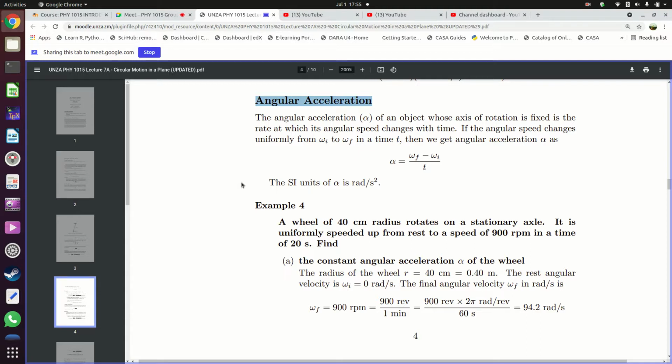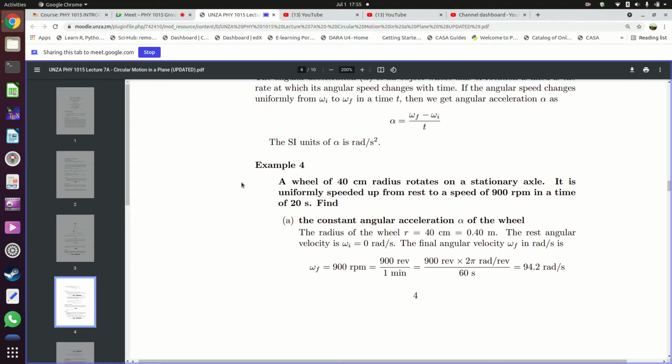Okay. So here's an example. A wheel of 40 centimeters radius rotates on a stationary axle. It is uniformly sped up from rest to a speed of 900 revolutions per minute in a time of 20 seconds. So you have got a wheel which has got a radius of 40 centimeters. Then this wheel was at rest. Then it speeds up to 900 revolutions per minute in 20 seconds. So the question is, what is the constant or the average angular acceleration alpha?